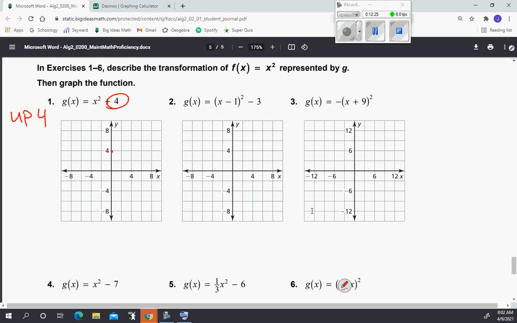It goes up 4. And here's what I mean. I want your vertex to be spot on. Your vertex should be spot on. But your graph, it's going up, right? There's no negative, so it's just quickly.